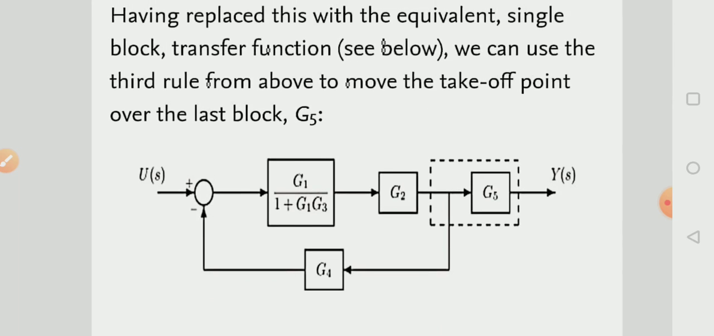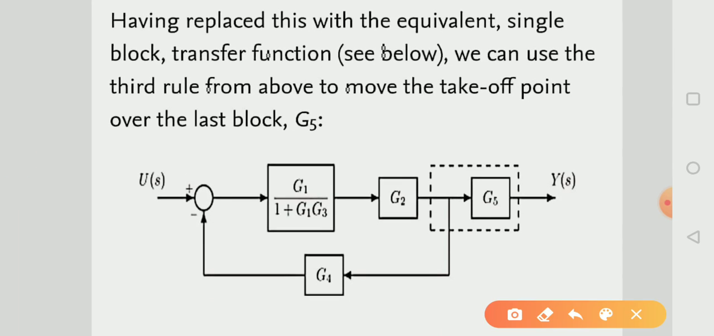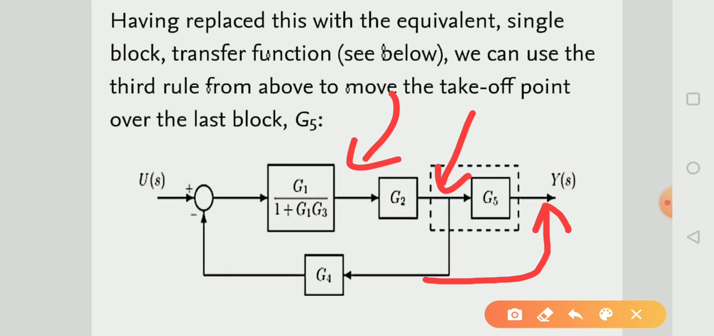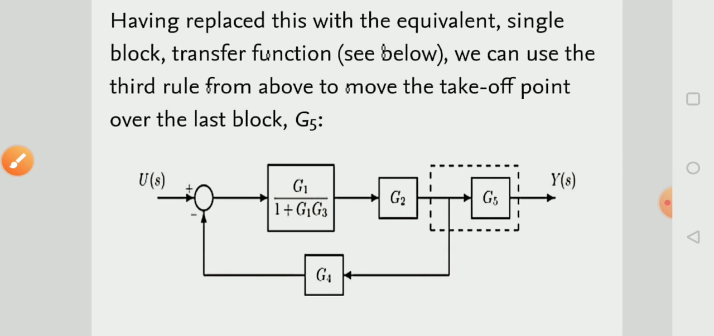the system will be modified like this: G1 over 1 plus G1 into G3. And here we can see that here is also a takeoff point. So we want to move this takeoff point from here to here, means after the block of G5.